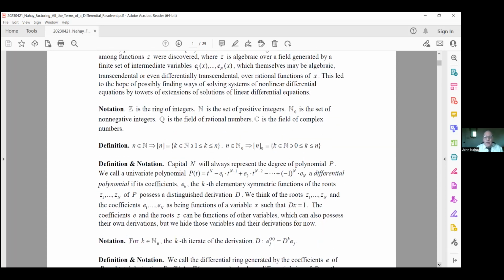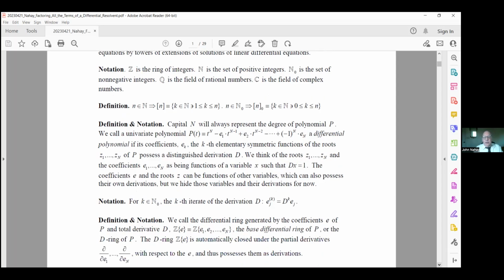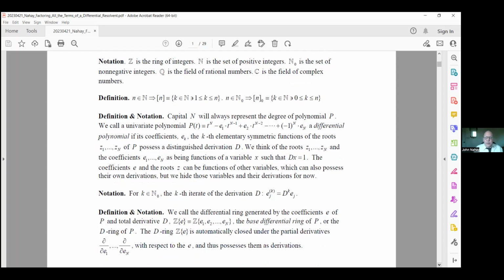And throughout the talk, capital N will always represent the degree of the polynomial that I'm taking the resolvent of. We call a univariate polynomial P of t of degree n a differential polynomial if its coefficients e sub k, the kth elementary symmetric function of the roots of P, possess a distinguished derivation D, a total derivation. We think of the roots z1 through zn and the coefficients e1 through en as being functions of a variable x such that Dx is 1, but x doesn't have to exist. We'll see examples of that later.